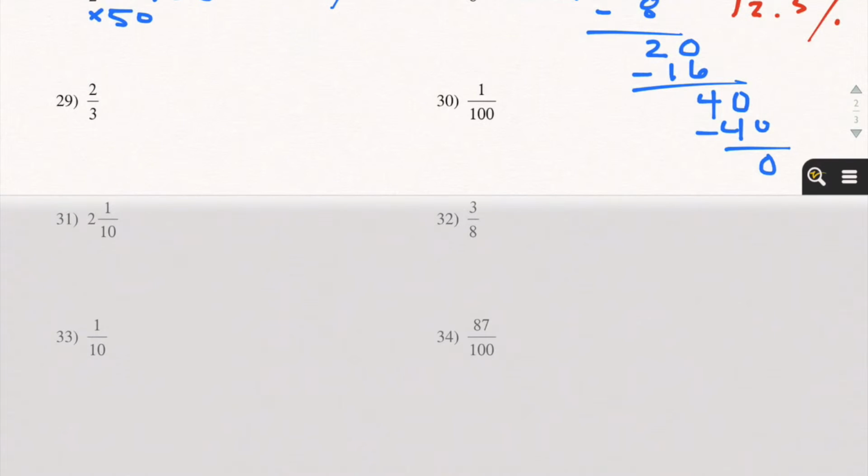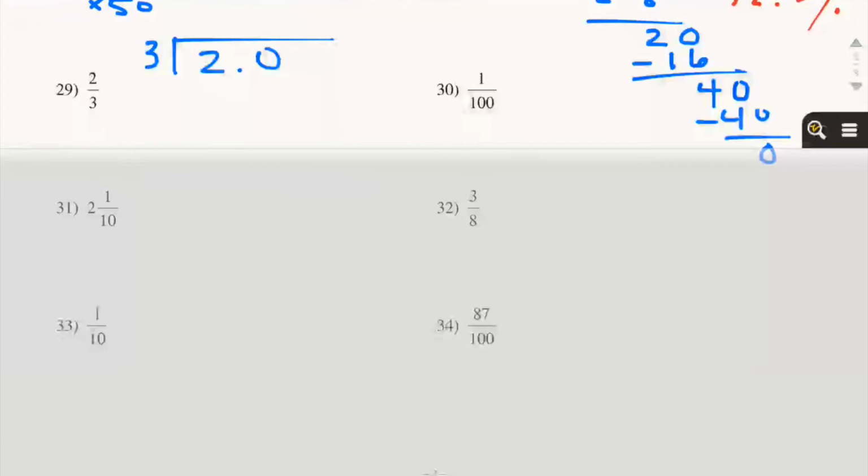Okay, number 29. 2/3 into a percent. So same thing as we did on the last problem where it's difficult to multiply the 3 by some factor to get 100 in the denominator. We're going to do the division method. So we have 3 on the outside, 2 on the inside.